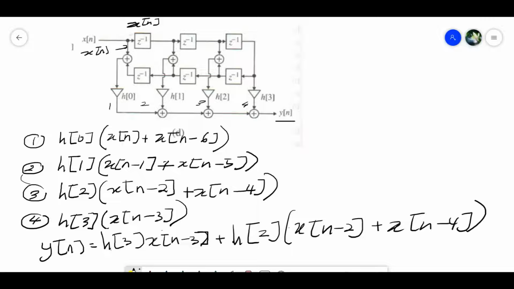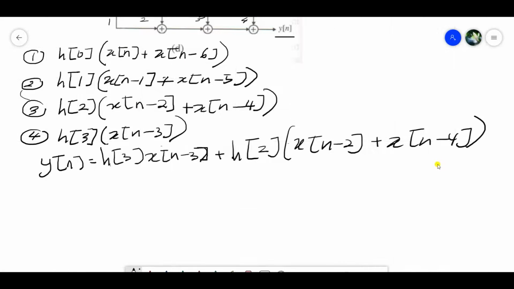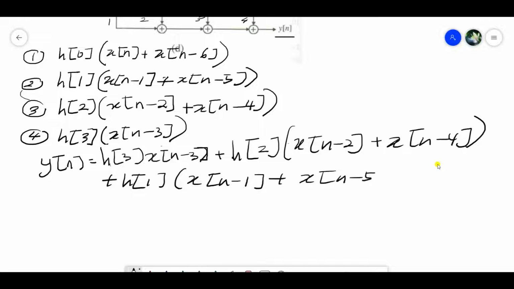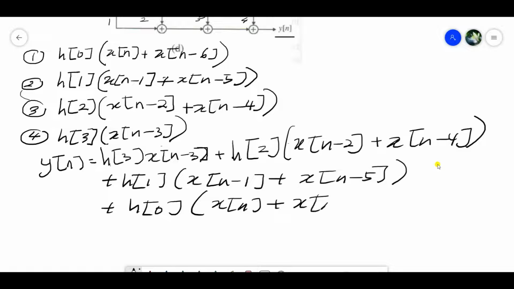Then plus H1 times x n minus 1 plus x n minus 5, plus H0 times xn plus x n minus 6. Okay, so you can write it like that, yeah? So that is your yn. Now I hope that's very clear to you.